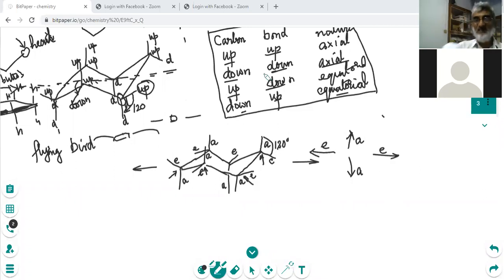Now you have to tell me what is the relationship here. See here, this bond and this bond. This is axial, this is equatorial. Okay? This bond and this bond. Are they cis or trans? This and this. Are they cis or trans? Write your answers on a paper.